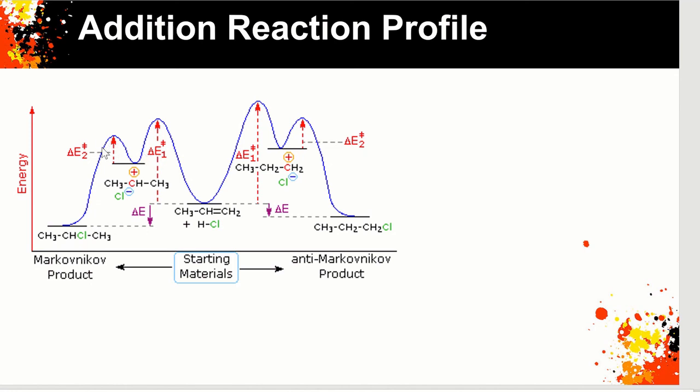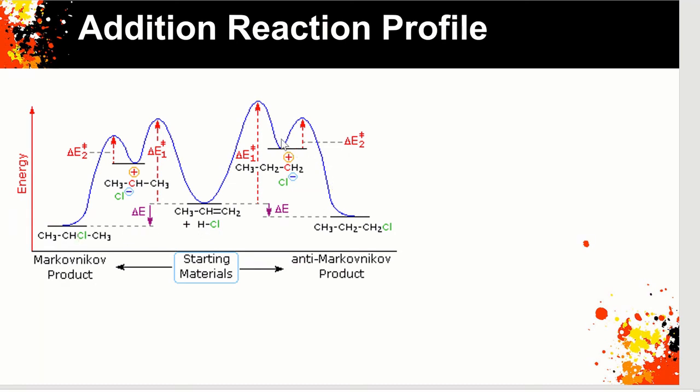And then after that, we have another transition state. So we have one transition state to our carbocation intermediate, and then we have attack of the chloride ion on the carbocation, and that's a new bond. That's why we have a transition state here, when that C-Cl bond is being formed, to form our Markovnikov product, which is also lower in energy.